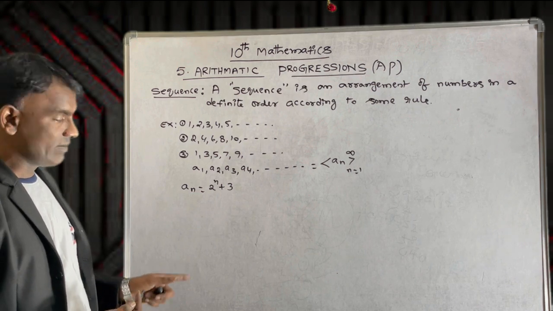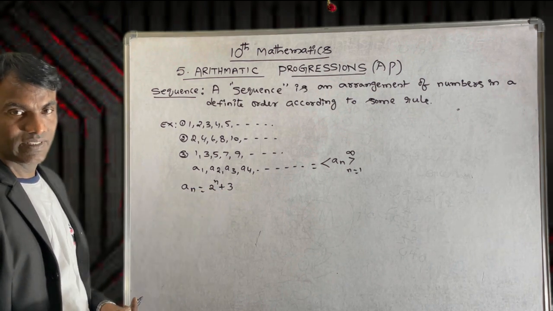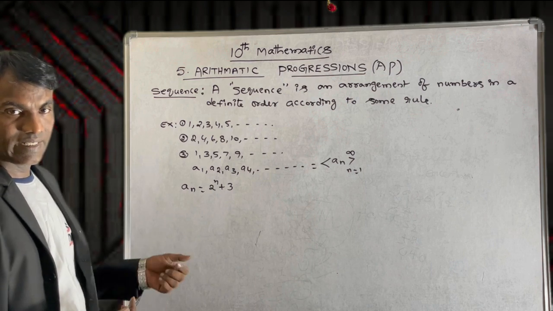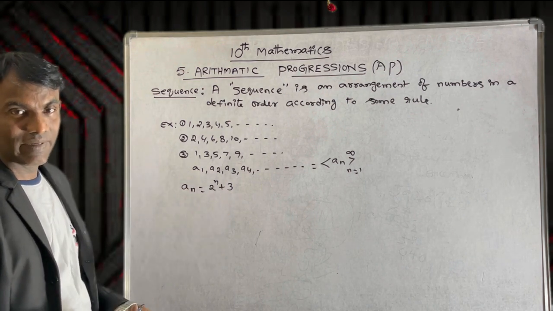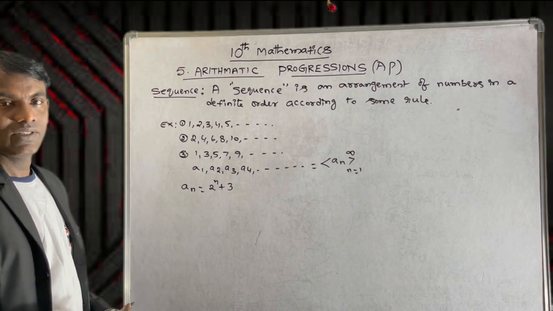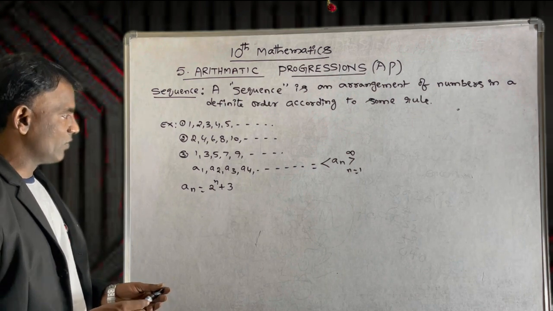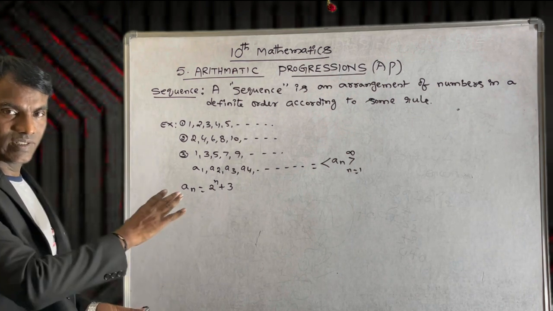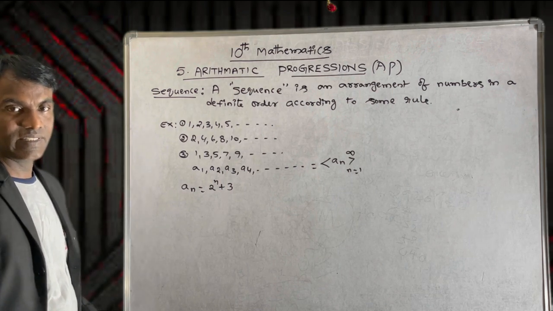If you want the second term, that is a2. So 2 square plus 3, 4 plus 3, 7. If you want the third term, n equal to 3. So a3 equal to 2 power 3 plus 3. 2 power 3 means 8, 2 cube, right? 8 plus 3 equal to 11. So we can write like that. Okay, I'll explain a few more examples in this, as questions and answers. So this is the exact definition of a sequence.